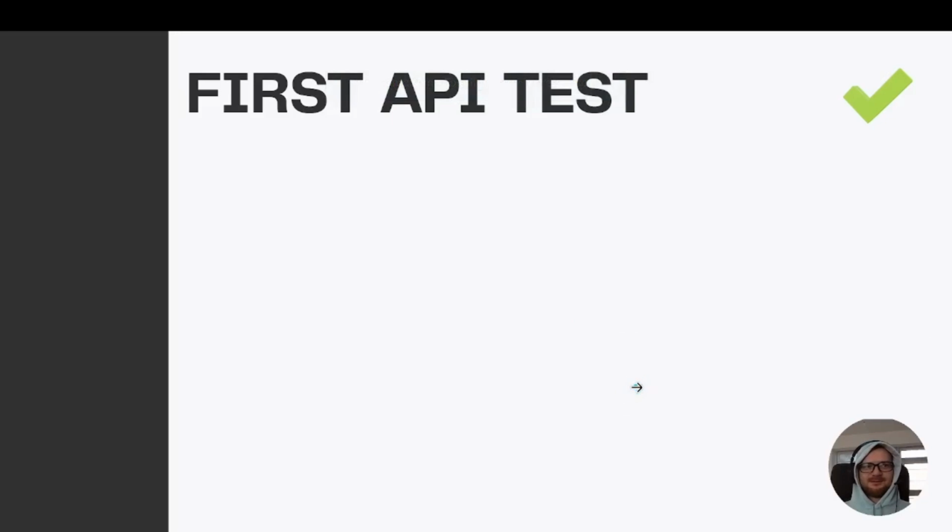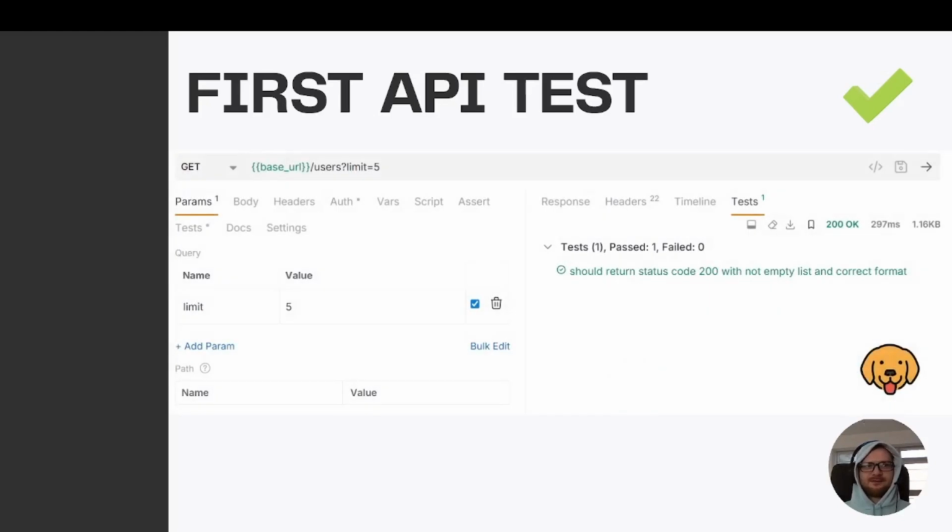By the end of this video, you will test your first API request, even if you have never touched an API before. We will use a modern free tool called Bruno, and in just 5 minutes, you will understand how backend APIs work and how testers automate them.